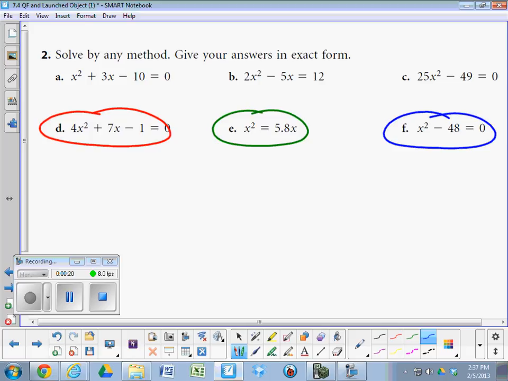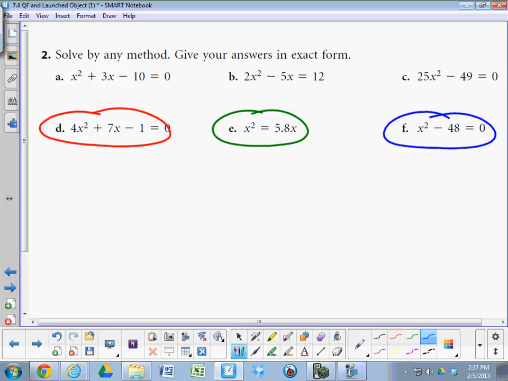What we have here are 3 problems, all quadratics, all where you're trying to find the solution, meaning what value of x makes this true. But all 3 of them will be done slightly different ways. Are you ready? All right, here we go.